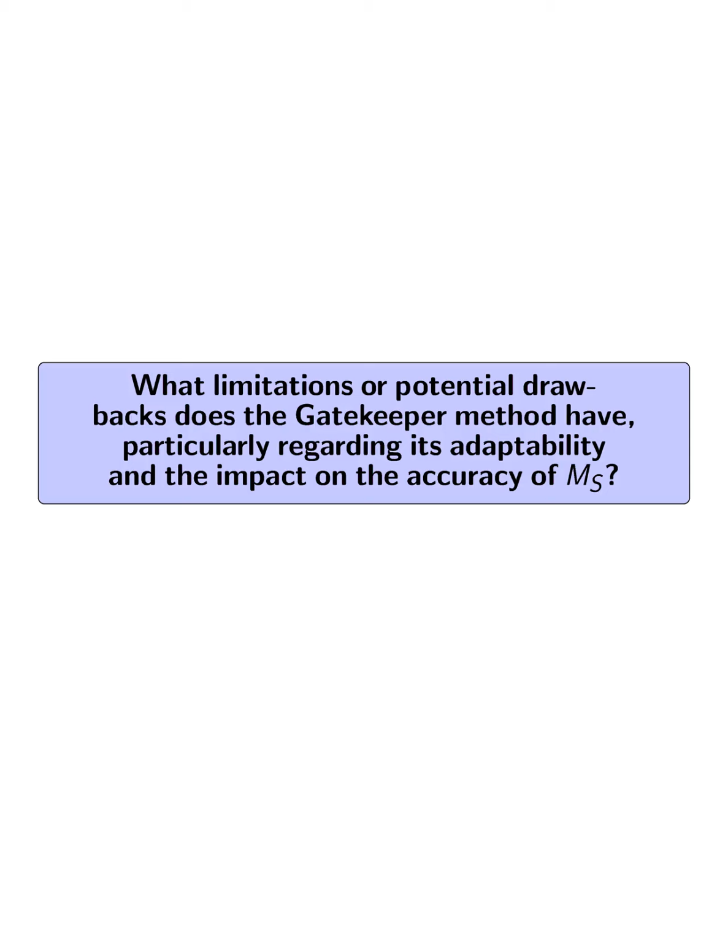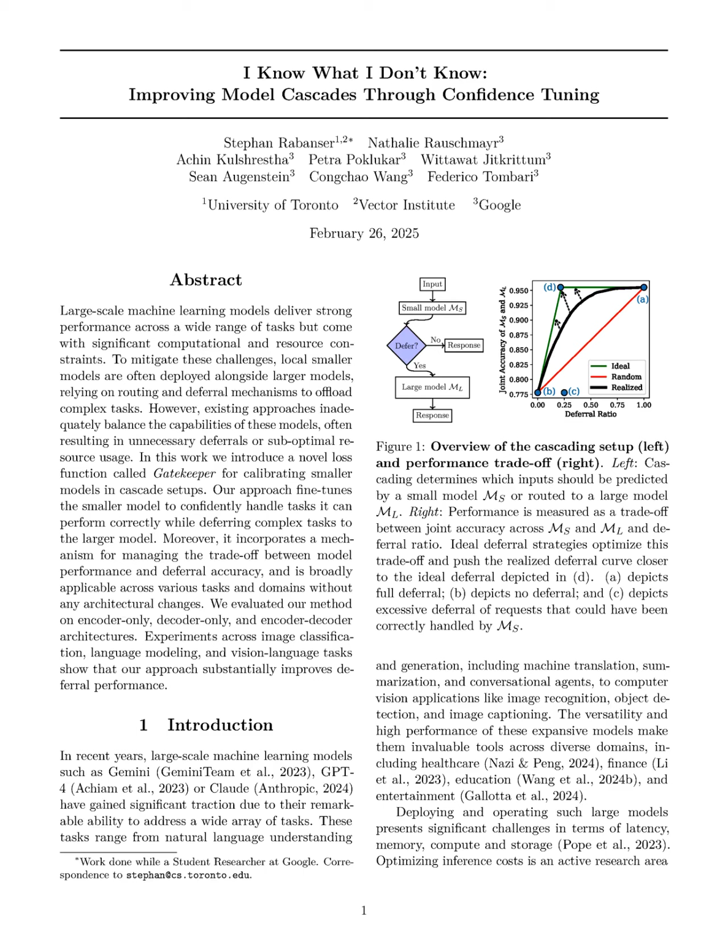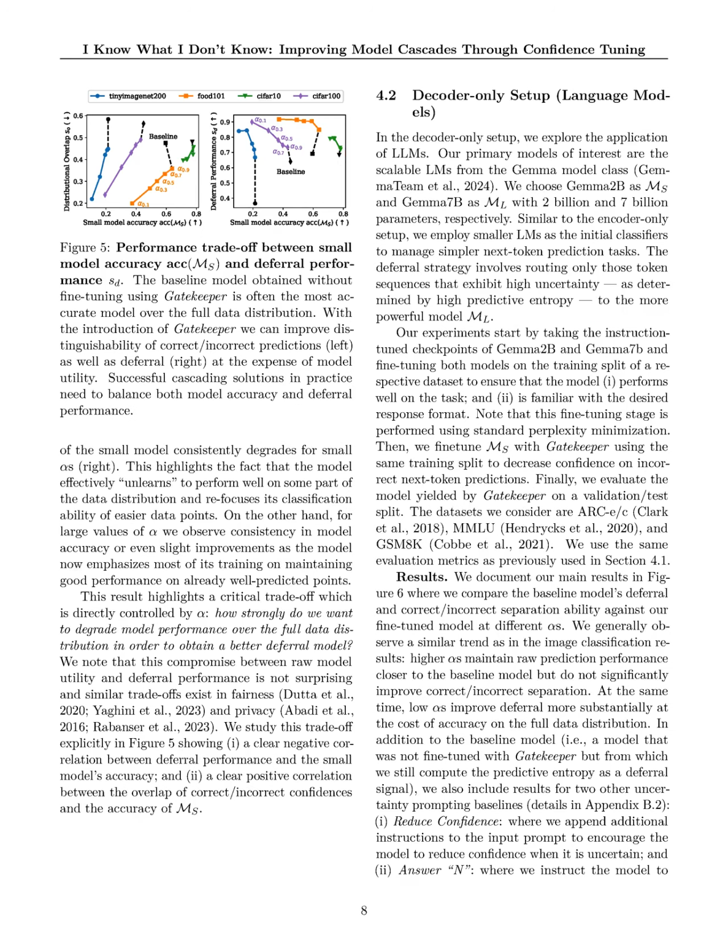What limitations or potential drawbacks does the Gatekeeper method have, particularly regarding its adaptability and the impact on the accuracy of M_S? The Gatekeeper method has notable limitations, particularly concerning its adaptability and the impact on the accuracy of the small model, M_S. While it effectively enhances deferral performance by calibrating the model's confidence in its predictions, this comes at the cost of reduced overall accuracy for M_S.